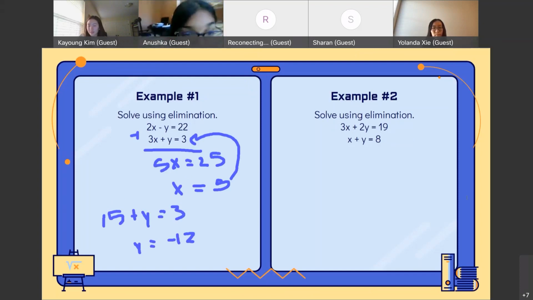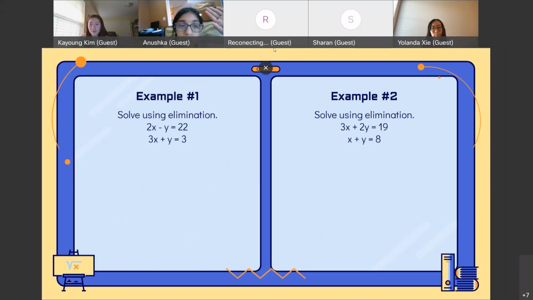Does that make sense? Any questions about how I'm adding equations together and simplifying it? Okay, does anybody want to do the second one on their own and show us, like type in the chat what the answer would be? Does anybody know it? Yeah, I'll try. You want to do it? Yeah. Okay, you can walk us through it. I'll write as you tell me what to do.